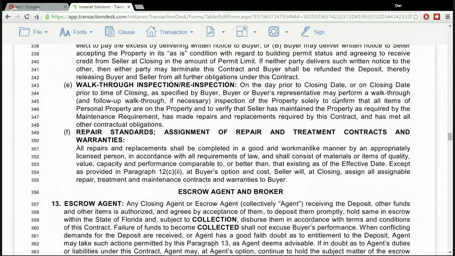And the buyer's representative can do it. I highly don't recommend that you do it on your own in lieu of your buyer, or in place of your buyer. It can only hurt the team. So you can do the walkthrough just to confirm that the personal property is still there and that the property has been maintained and that the repairs have been done.